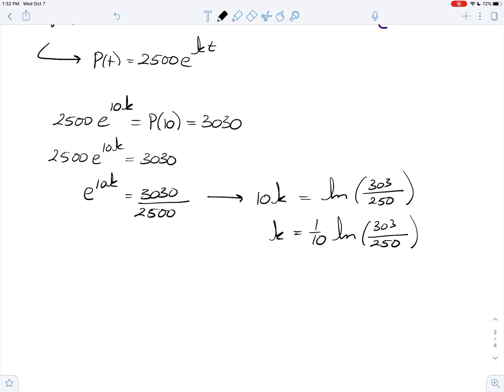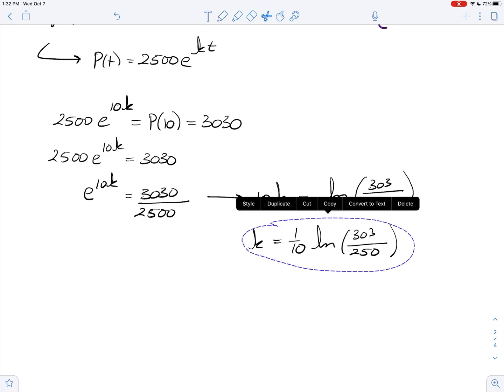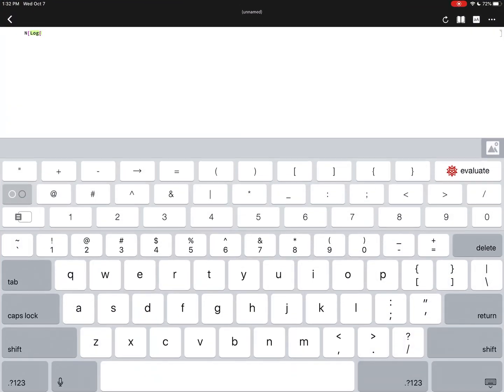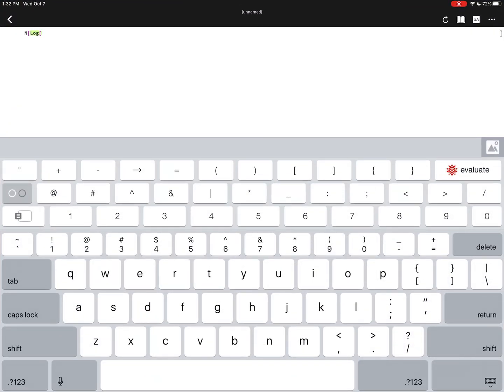Okay, it'd be nice to have an estimate for k. Yeah, that's a precise number, but in these problems we need to be able to estimate it. So I'm going to switch my screen to my Mathematica app, and what do we have? We had 3030, and we were dividing by what?